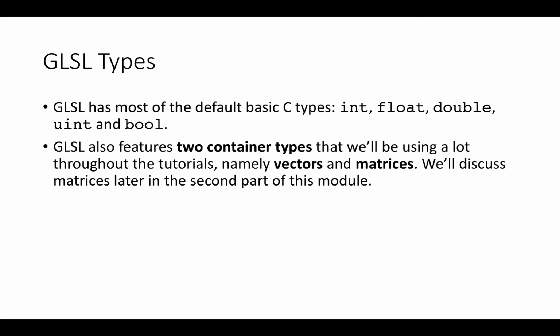GLSL has, like any other programming language, data types for specifying what kind of variables we want to work with. GLSL has most of the default basic types we know from languages like C: int, float, double, uint, and bool. GLSL also features two container types we will use quite a lot through these lectures, namely vectors and matrices. We will discuss matrices in a later lecture.